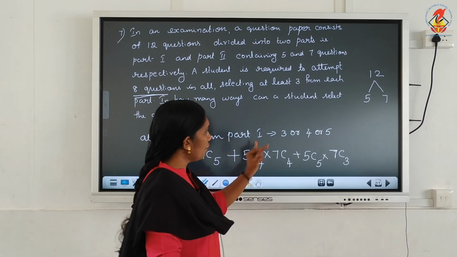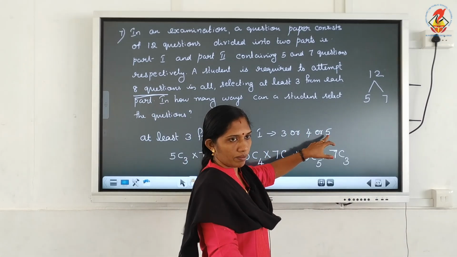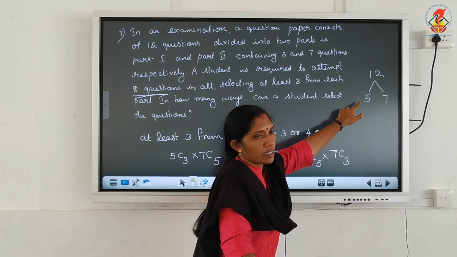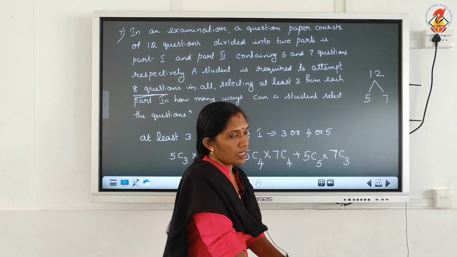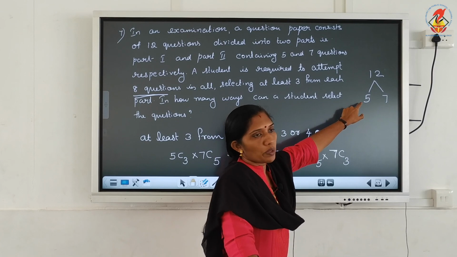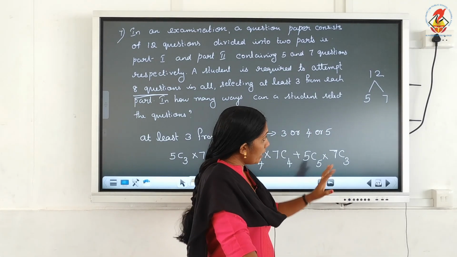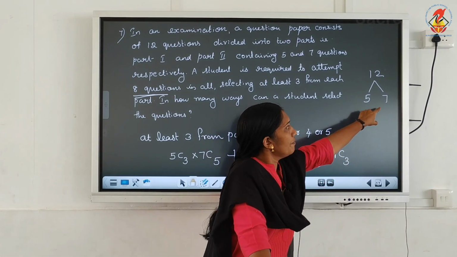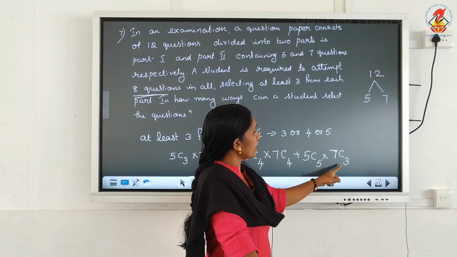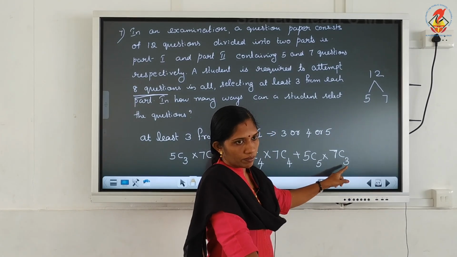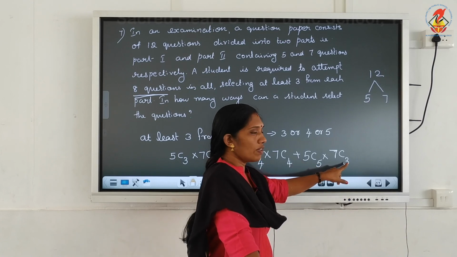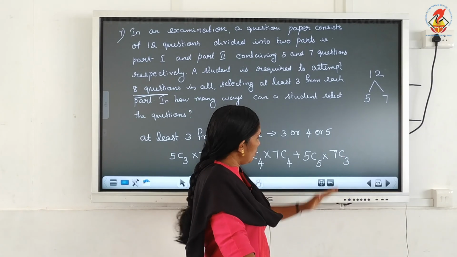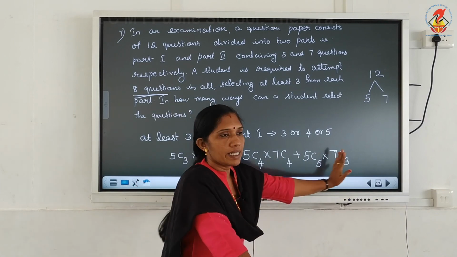So 3, 4 or 5. Maximum 5 questions in this part. Then we can't write 6, isn't it? Since only 5 questions in part 1. And at the same time, from the second part also at least 3. If we write more number here, then this will be 2. That is also not possible. So these are the possible cases.